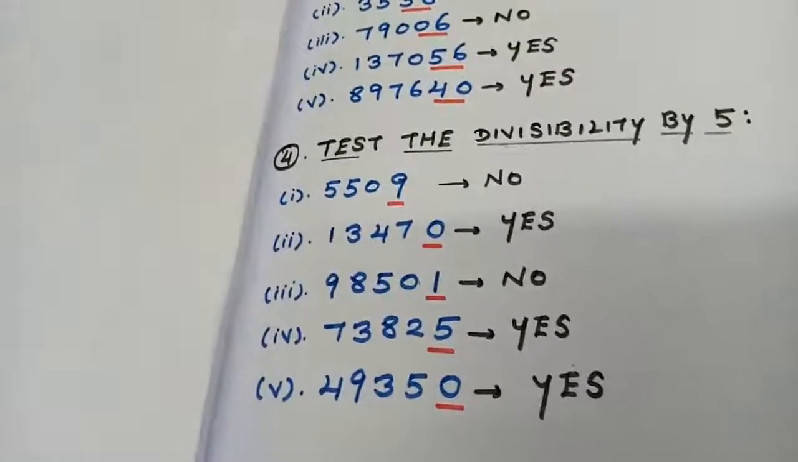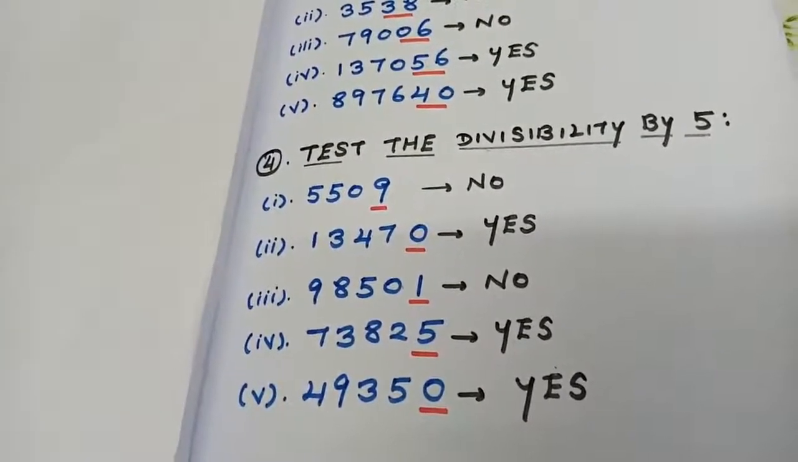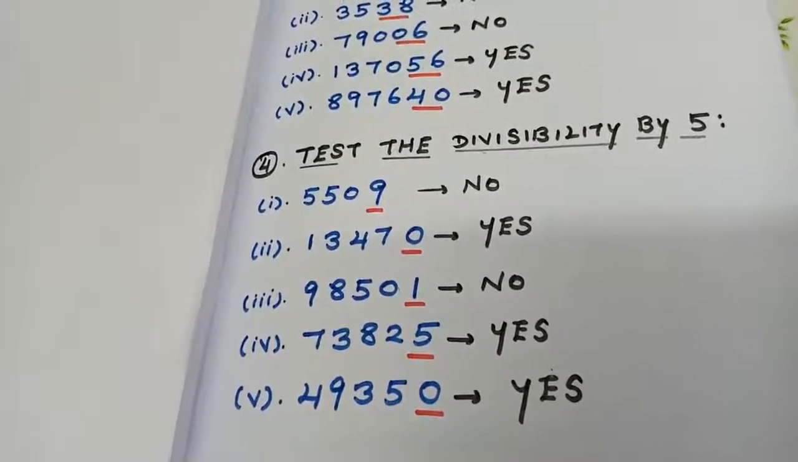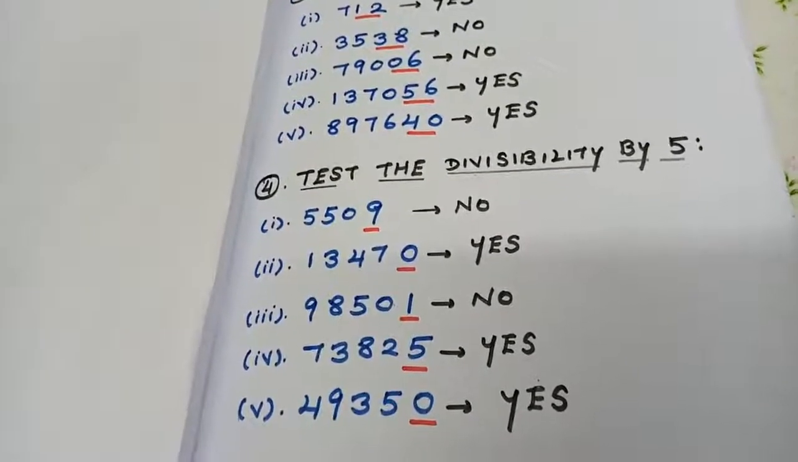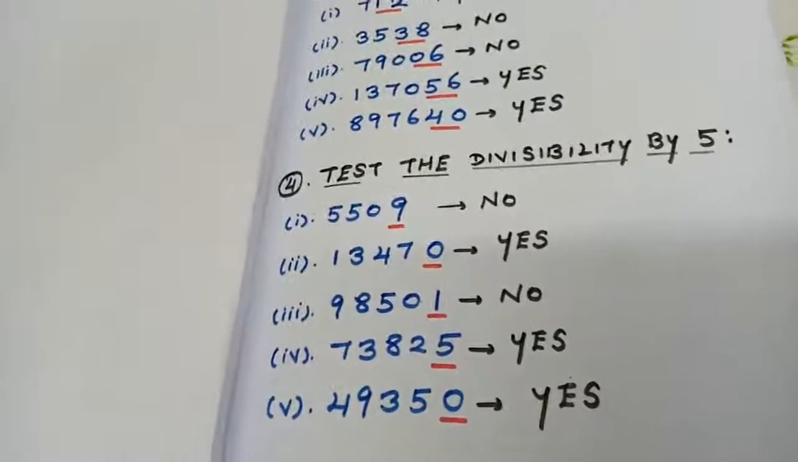So in this video, we have completed exercise 2a and the first 4 sums of 2b, students, based on the test of divisibility of 2, 3, 4, 5. The remaining rules we will be seeing in the next video. Go through the link carefully, understand the concept and write it down neatly in your classwork note.